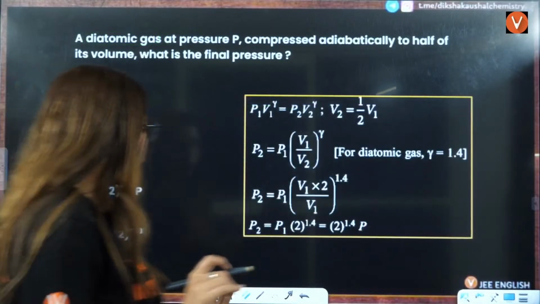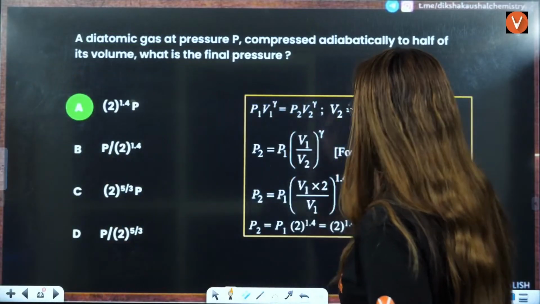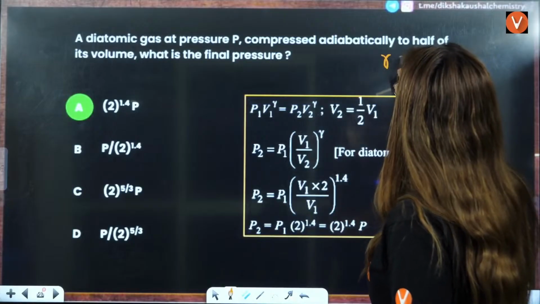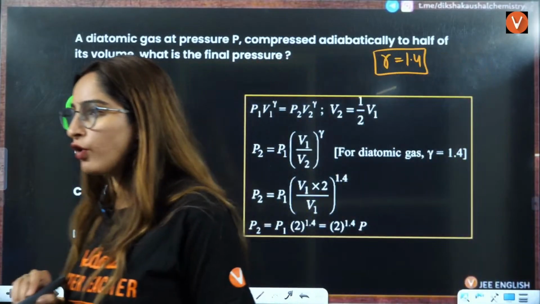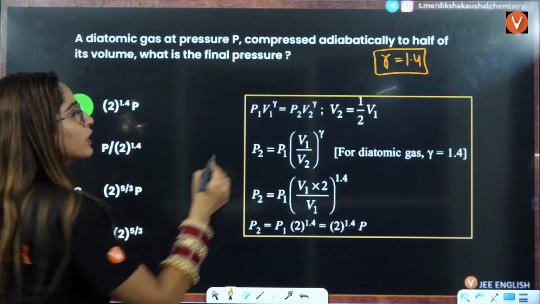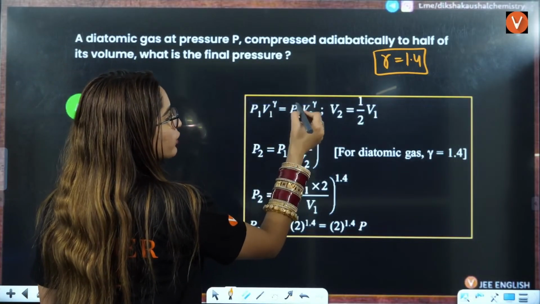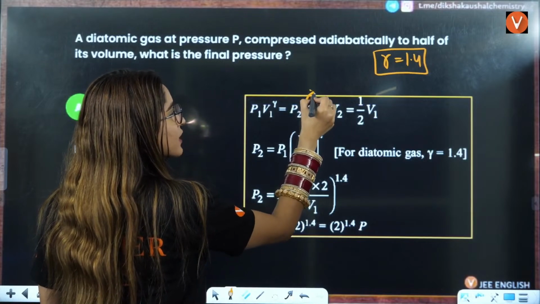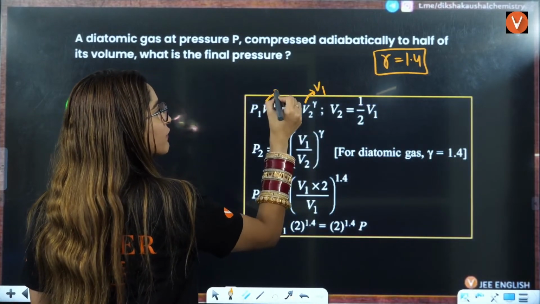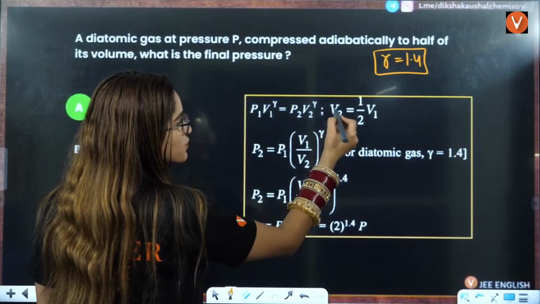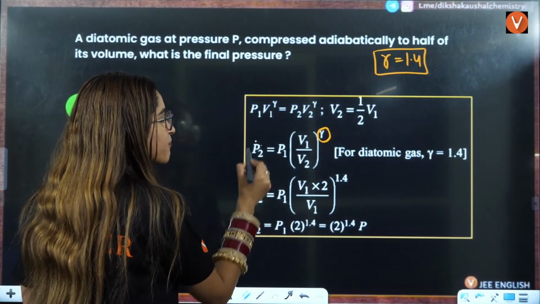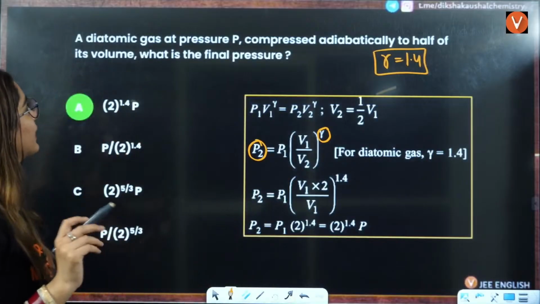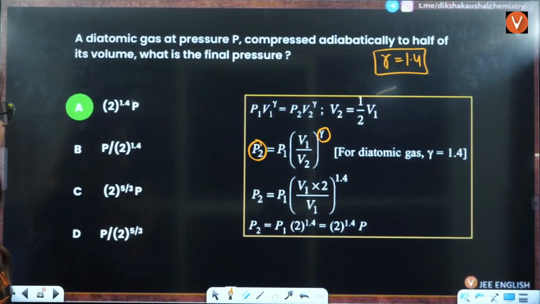So what we will do, we know the gamma value here for a diatomic gas, that is 1.4, right? So directly we will use P1 V1^gamma = P2 V2^gamma. V2 is given in terms of V1, V2 is equal to half of V1, so V1 will cancel out. So you can put the value of gamma here. P2 they are asking you, P1 they have given you.